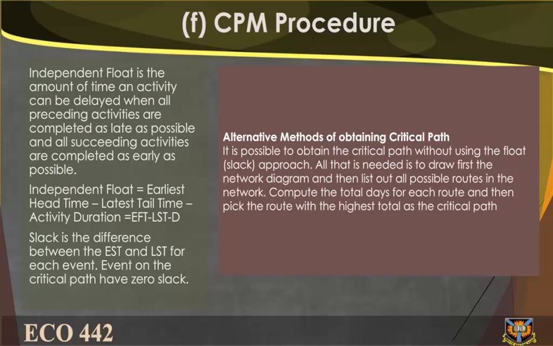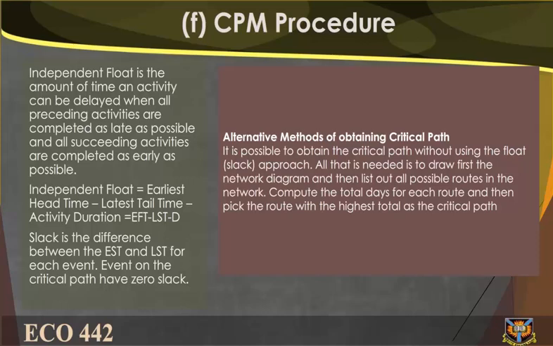Independent float is the amount of time an activity can be delayed when all preceding activities are completed as late as possible and all succeeding activities are completed as early as possible. Independent float equals earliest head time minus latest tail time minus activity duration, equals EFT minus LST minus D. Slack is the difference between the EST and LST for each event. Events on the critical path have zero slack.